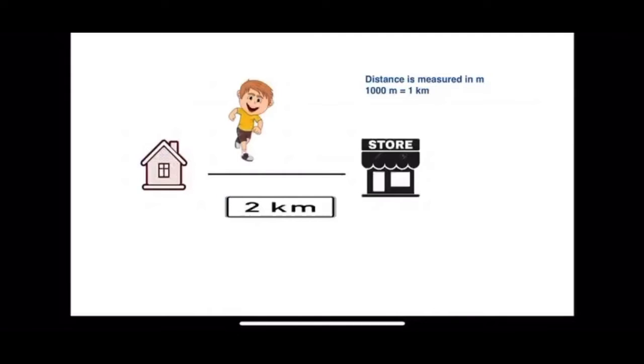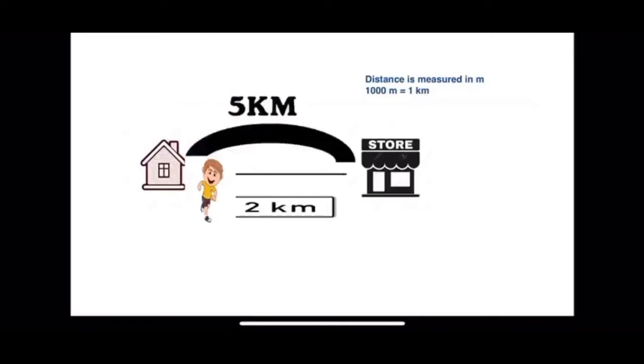The SI unit of distance is meter and 1000 meters is equal to 1 km. So 2 km means 2000 meters. The same boy can reach the store in two different paths. As we discussed, if he is using the straight line path, the distance he covered is 2 km. And if he is using this other path, the distance becomes 5 km.